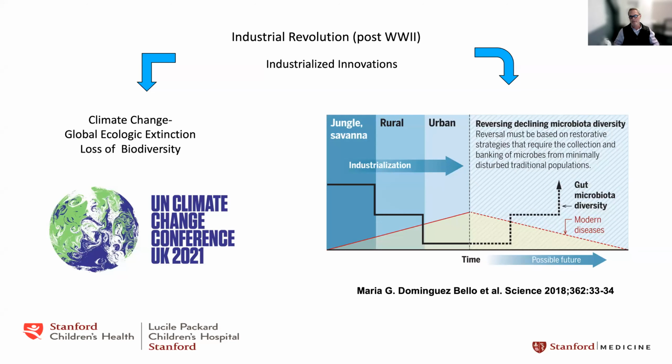So to get us rolling, I'd like to give a nod to current events, which is the COP26 occurring, the UN Climate Change Conference in the UK currently, where world leaders are discussing climate change, global ecologic extinction and loss of biodiversity. And here at home and in the healthcare industry, these same industrial innovations have put pressures on our gut microbial diversity, which is depicted in this black line as we become more and more urbanized in society. As a consequence, there have been a lot of associations drawn to the increase in modern diseases, which have now shifted away from acquired infectious diseases to acquired chronic autoimmune and inflammatory diseases.